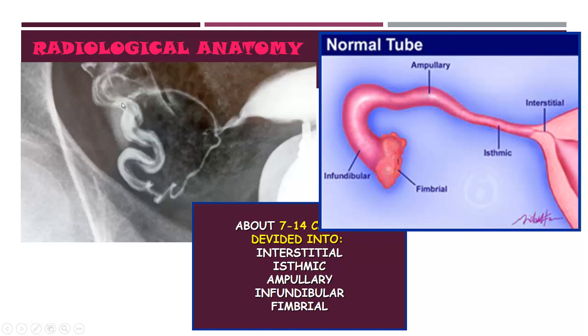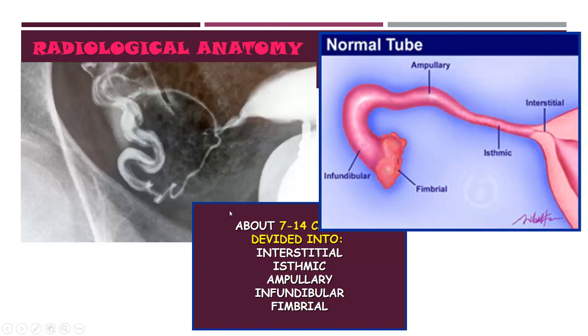The normal mucosal pattern appears in the fallopian tube in the form of longitudinal hypodense areas, which are the folds of the ampullary part. These folds are not well seen on the lipid contrast that we used to use in the previous era, and they are not seen in other modalities. We will see the other modalities for imaging of the fallopian tubes.